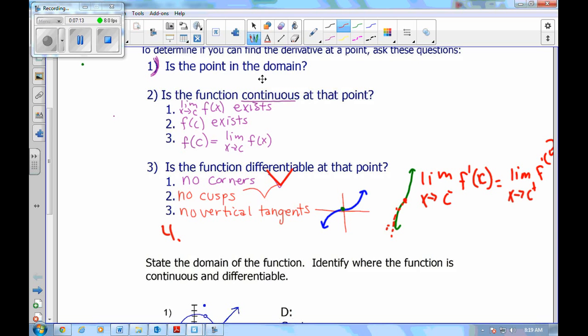What's the other one? Wait, so x to the power has a vertical tangent? Of the derivative. Of the derivative of x. And no discontinuities.